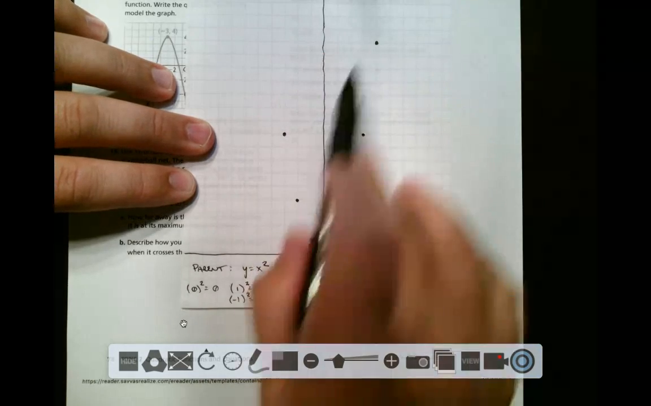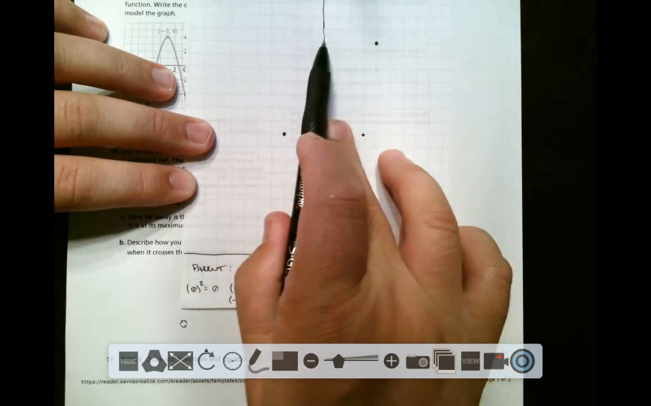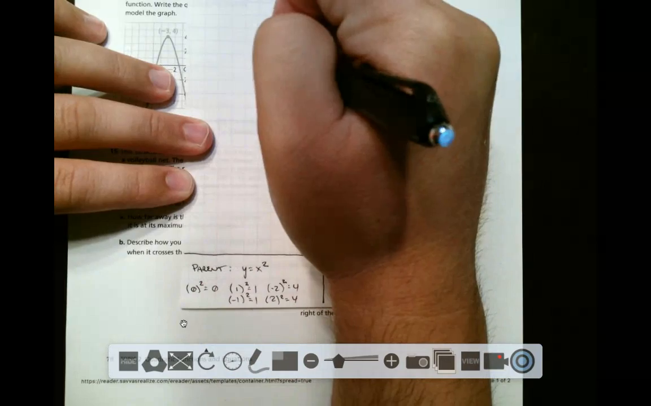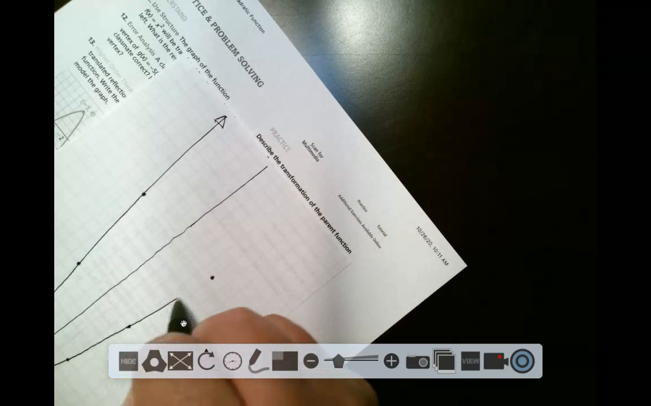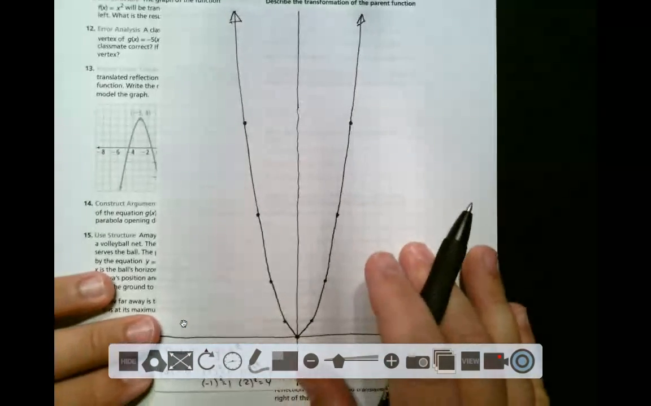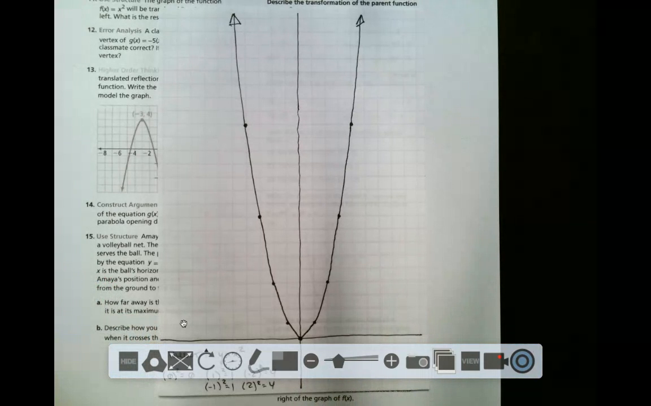Just a little bit of a shortcut. This point, 4, 16, that's 4 units away from that axis of symmetry. So this point will be 4 units away. 1, 2, 3, 4. So I'm going to do my best to sketch this off. It's going to look rough, but you'll get the point. So something like that. So that is my best drawing for my parent function f of x equals x squared.